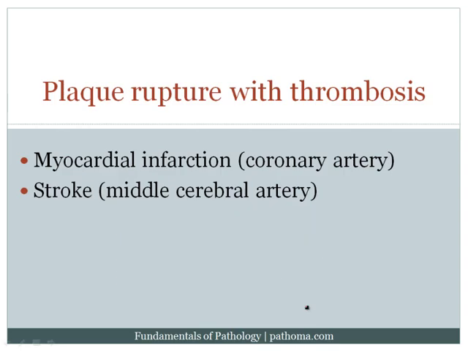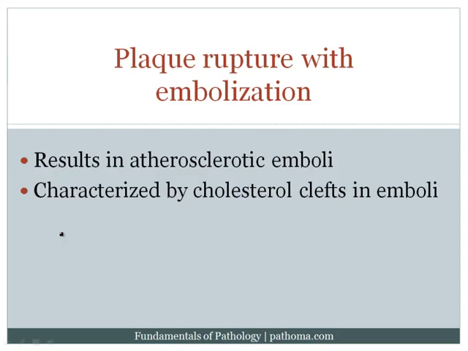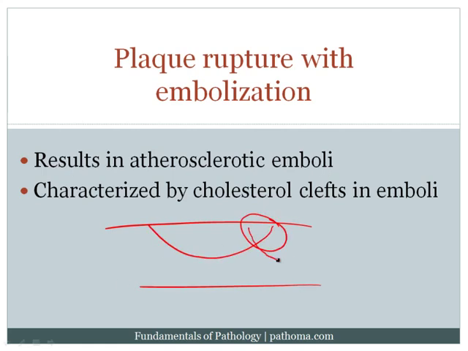So the examples would be, if this occurred in the coronary artery, the patient would develop a myocardial infarction. If this occurred, for example, in the middle cerebral artery, the patient could develop a stroke. So that's a second complication of atherosclerosis. The third complication of atherosclerosis is plaque rupture with embolization. Now here's the idea. You've got this atherosclerotic plaque. It's possible for this plaque to break off, and then part of that plaque could embolize and go through the blood supply and then lodge in a distant site. And that's called embolization. Now that results in something called an atherosclerotic embolus.